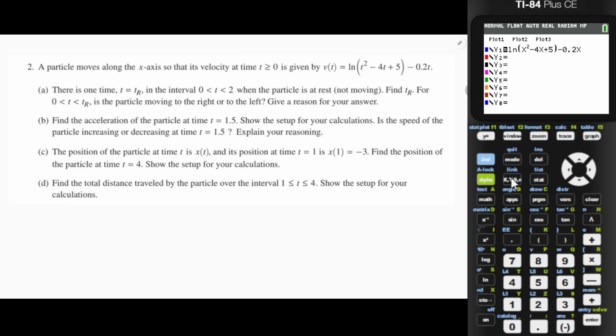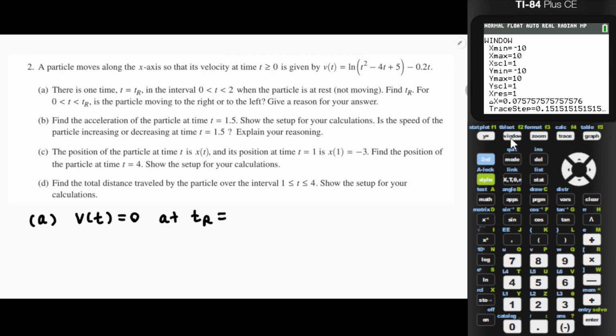And so we've got one time when the particle is at rest, which means not moving, means velocity is 0, tr. Okay, so if I'm going to solve an equation, I need to write what equation I'm solving. So I'm going to say v of t equals 0 at tr equals. Did it give us a time interval? 0 to 2. So we're going to graph this thing on 0 to 2 and see where the 0 is.